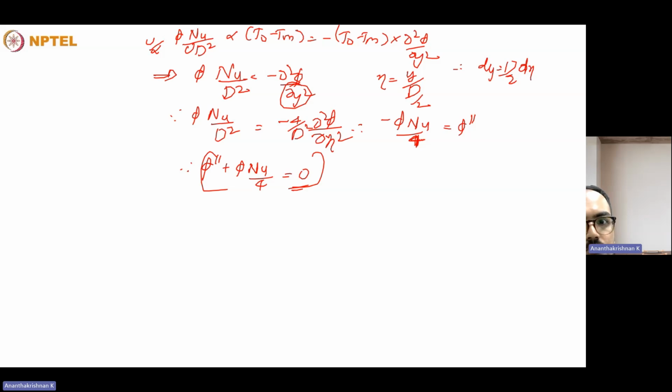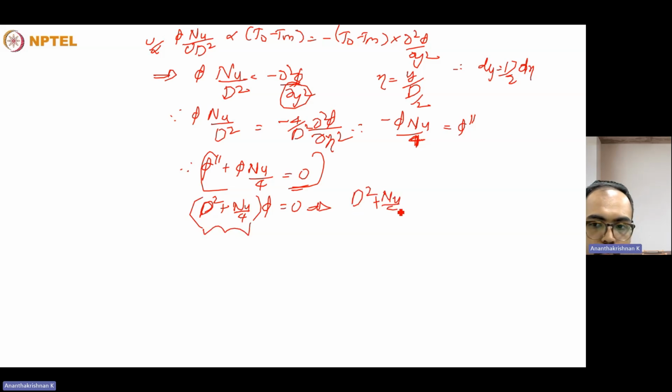So the left hand side is in the form of a double derivative of phi double dash and phi. It's a normal differential equation. We can solve it. If we write the double derivative as d squared and the first derivative as d, and the normal term as a constant one, then taking phi out of it, d squared plus Nu by 4 into phi is equal to 0. Therefore, solving this differential equation, d squared plus Nu by 4 is equal to 0.